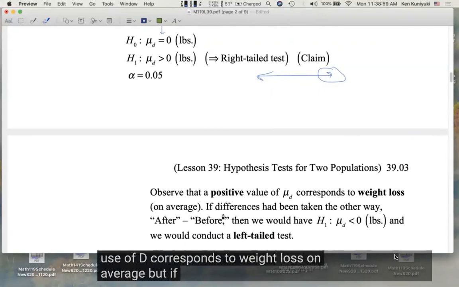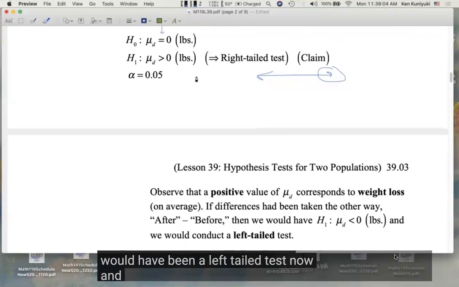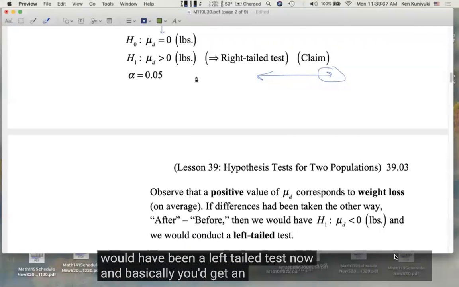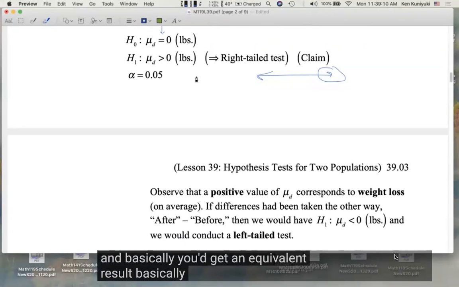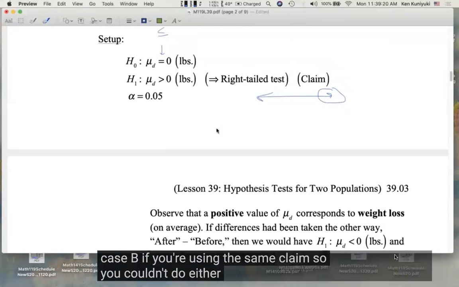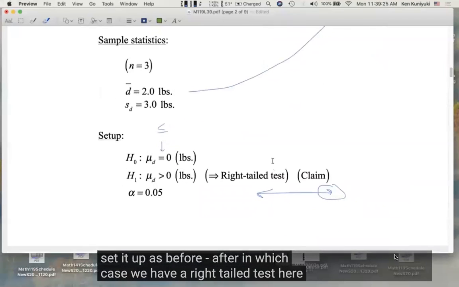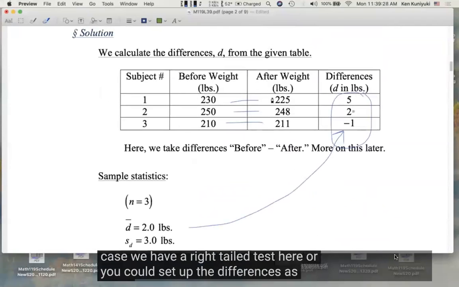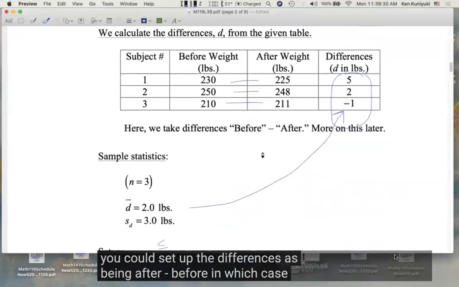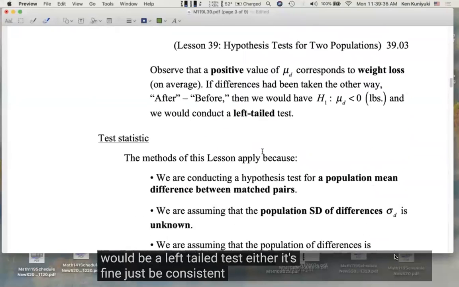Now, bear in mind that a positive value for mu sub d corresponds to weight loss on average. But if we had taken the differences after minus before, then this would have been a left-tailed test. And basically, you'd get an equivalent result. Your claim will be equivalent in either case. Your conclusion will be equivalent in either case if you're using the same claim. So you could do either. You could either set it up as before minus after, in which case we have a right-tailed test here, or you could set up the differences as being after minus before, in which case it would be a left-tailed test. Either is fine. Just be consistent.